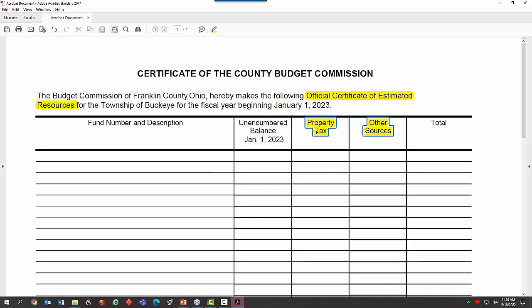These two columns, property tax and other sources, the county has looked at your estimated revenue, split them into two categories, property tax and other sources, and certified them. Now what you need to do when you get this document back is look at it, because your county has the authority to tweak your certified numbers. So if you inflated your tax revenue, they will probably reduce it on your certificate.